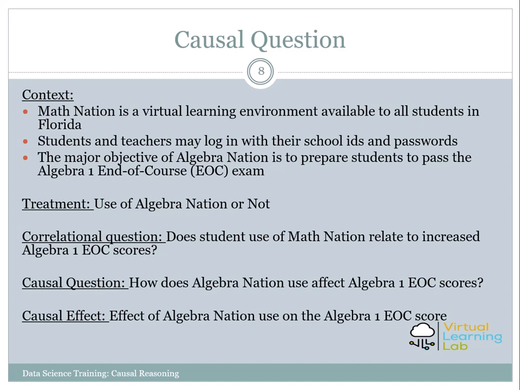So it's a binary treatment: the treatment group are users of Algebra Nation, and the control group are not users. The correlational question is, does student use of Math Nation relate to increased Algebra 1 end-of-course exam scores? A causal question would be, how does Algebra Nation use affect Algebra 1 end-of-course scores? And for that causal question, the causal effect is the effect of Algebra Nation use on Algebra 1 end-of-course exam scores.